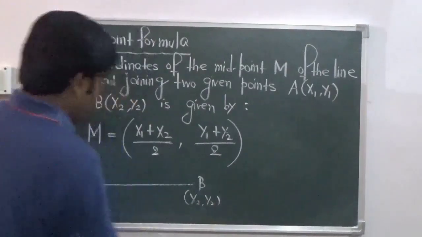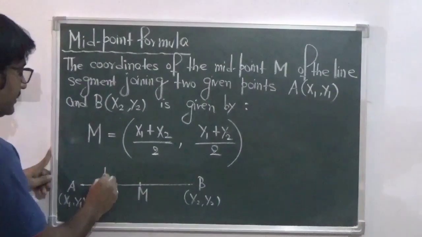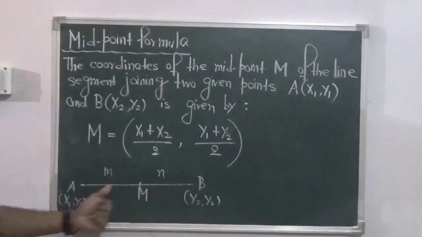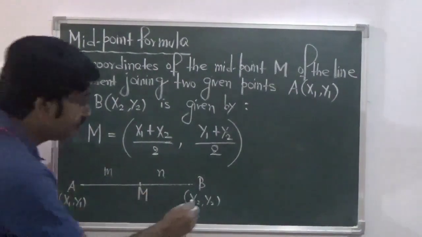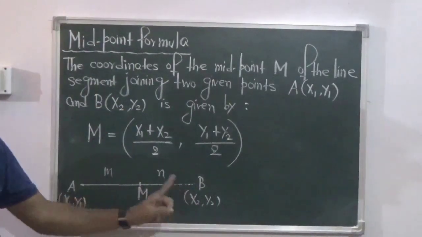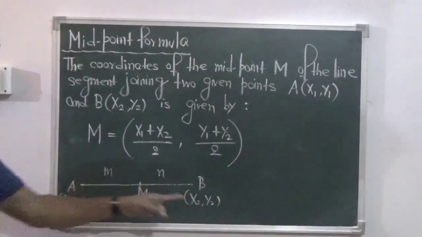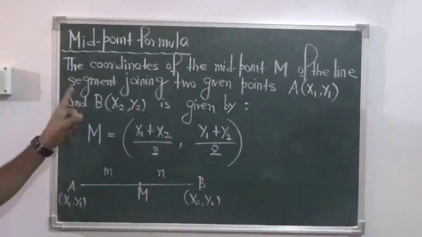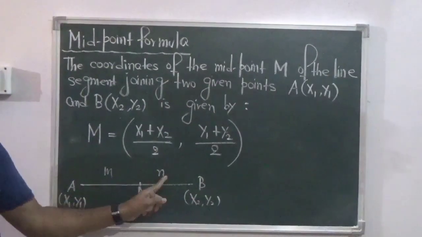(x2, y2). In the section formula, suppose this is M, we had the ratio m is to n, and the coordinates of this point M happens to be (mx2 plus nx1) by (m plus n). Similarly, the y coordinate for M is (my2 plus ny1) by (m plus n). Now if M is the midpoint of A and B, then obviously m and n are equal.